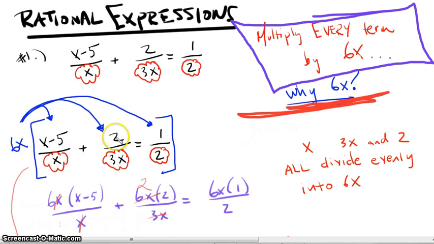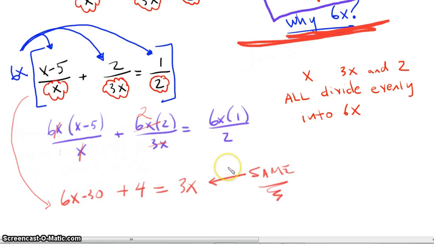And when we multiply, we're not actually going to multiply. We're actually going to set it up right here and divide. So this becomes essentially 6x divided by x, which is just 6. And then we multiply the 6 through to get 6x minus 30. This becomes 6x divided by 3x, which is 2, and 2 times 2 is 4. And this becomes 6x divided by 2, which is 3x, and 3x times 1 is 3x.